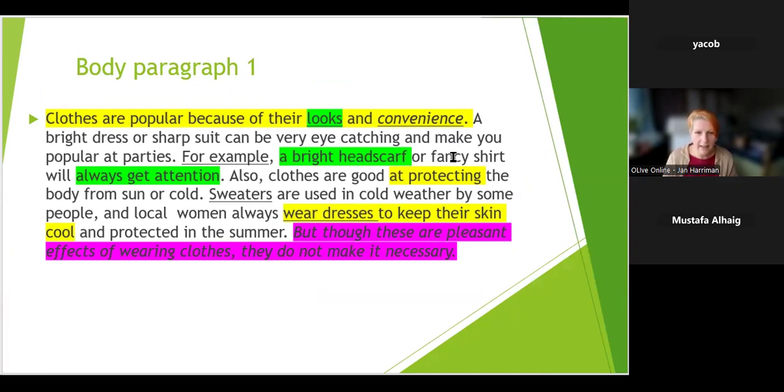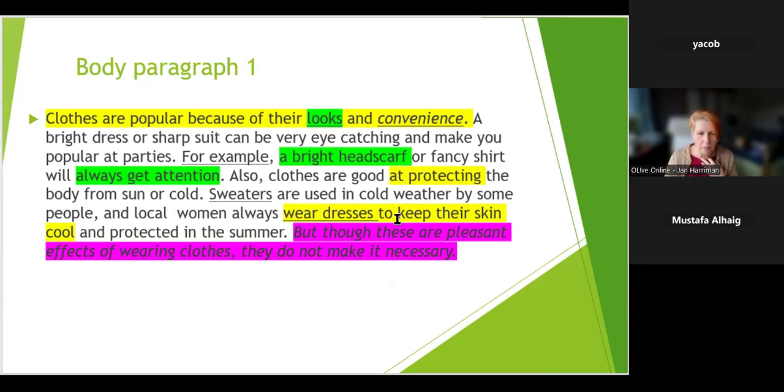For example, a bright headscarf or a fancy shirt will always get attention. Also, clothes are good at protecting the body. Let's see. Yeah. So we've got compounds. All right. We've got several compound sentences.